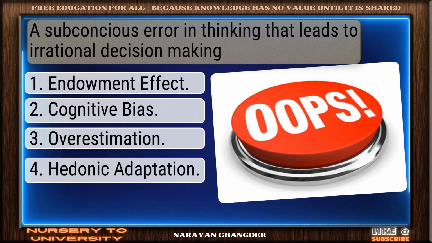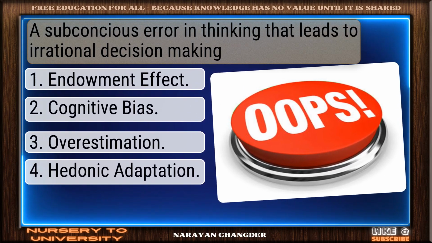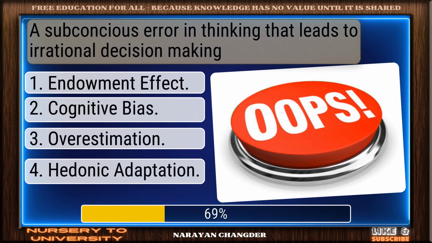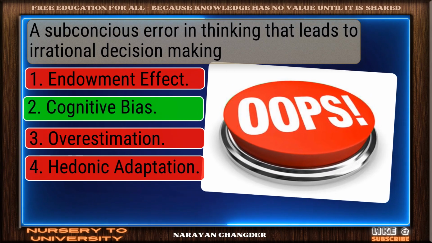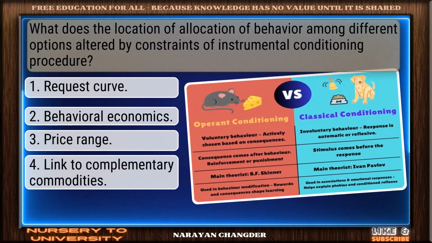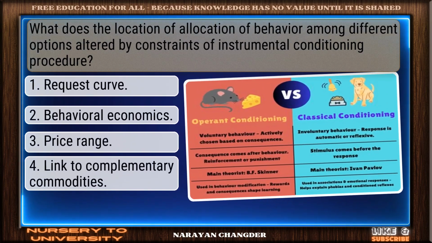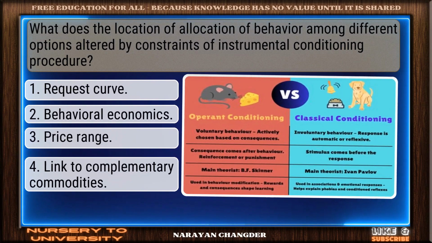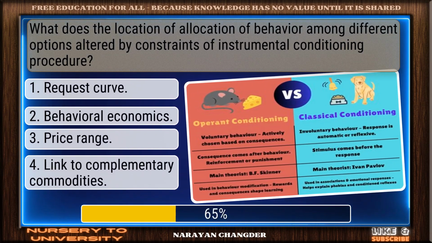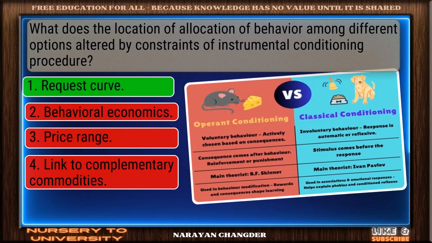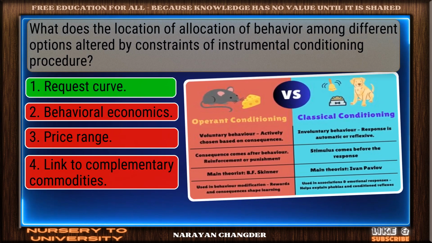A subconscious error in thinking that leads to irrational decision-making. Excellent choice. Cognitive bias is the right answer. What does the location of allocation of behavior among different options altered by constraints of instrumental conditioning procedure? You're right. Request curve is the correct answer.